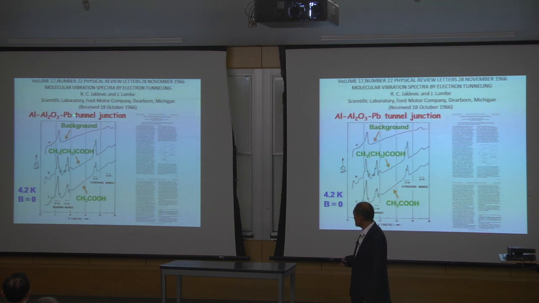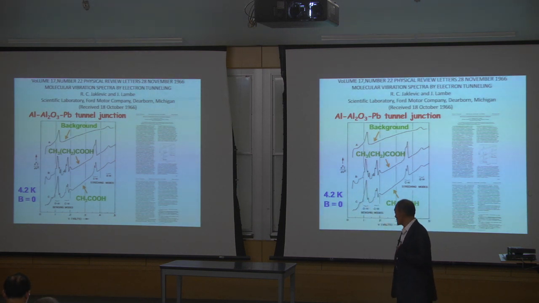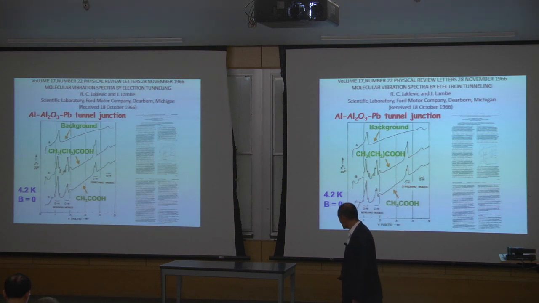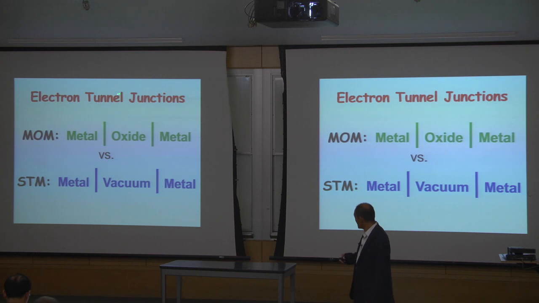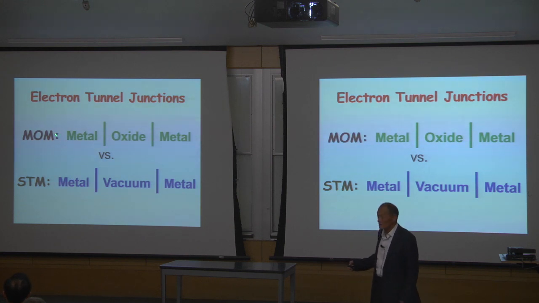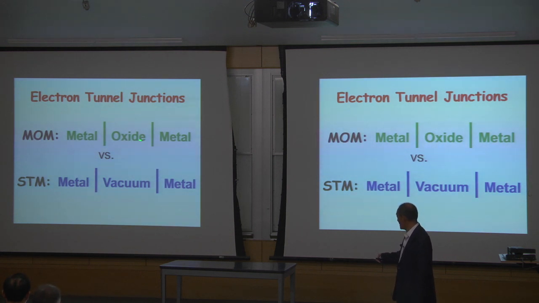Okay, so this is a first instance where the tunnel junction configuration has been used to record the vibrational spectra of molecules. In this electron tunnel junction, in the case of the measurement of the superconducting gap and the molecular vibrational spectra, it consists of a metal oxide metal tunnel junction, where you have the metal and then the tunnel barrier, usually about 20 to 30 angstroms thick, and then the other counter electrode, another metal on the other side of the oxide.